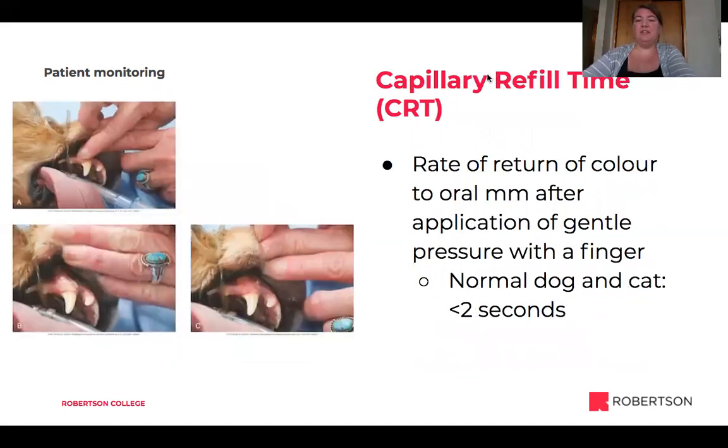So capillary refill time, also abbreviated to CRT. What we're measuring here is how quickly the capillaries refill after we've pushed blood out of them. So what we're going to do, like in this top picture, is we're going to press on the gums. My favorite place to do it is right over the canine, because you can see we have a really nice visual here. So we're going to push with our finger on those gums. We don't have to push very hard, just enough to turn the gums white. And then we're going to start counting in seconds to see how quickly it turns back to pink.